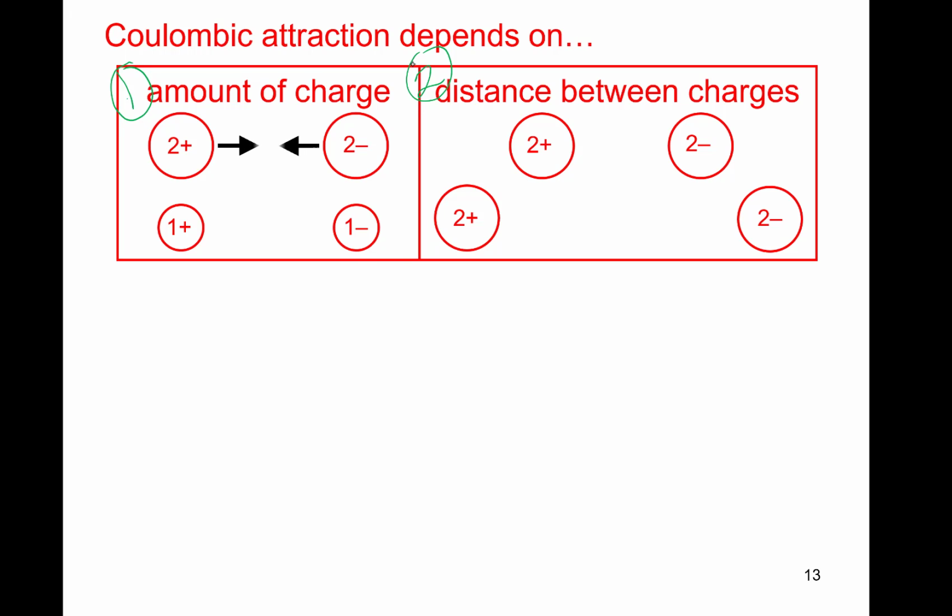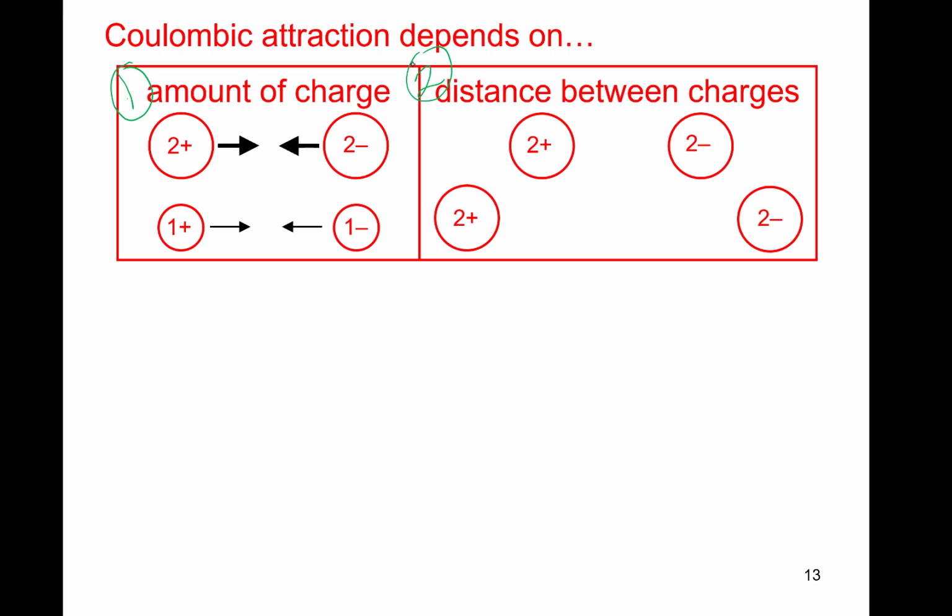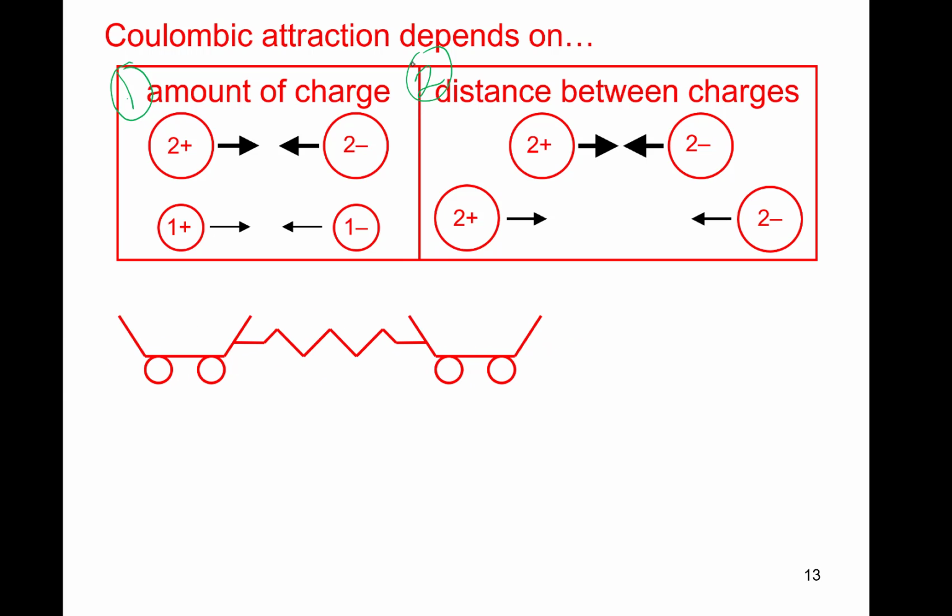The more charge there is, the greater the attraction. So you can kind of see that by how thick those arrows are. The more charge, the greater the attraction. And then the closer those particles are, the greater the attraction. So let's say we have two carts, one on the left, one on the right, held together by some spring. The one on the left contains positive particles. The one on the right contains negative particles, or we could say protons and electrons.